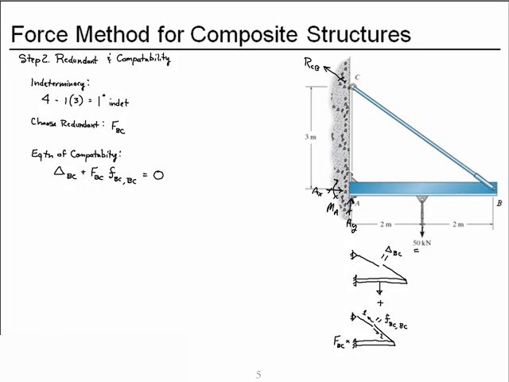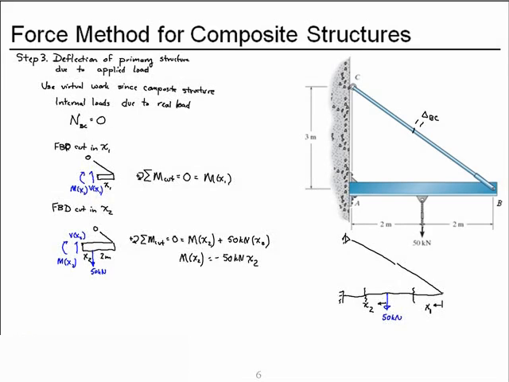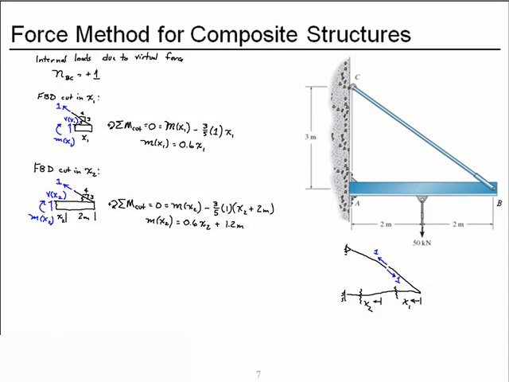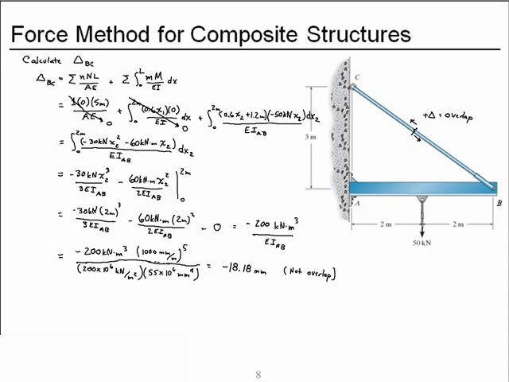We then calculated the degree of indeterminacy, and since it was only 1 degree indeterminate, we needed only 1 redundant, and we chose the axial force in member BC, from which we then wrote the equation of compatibility and began calculating the deflection of the primary structure or released structure due to the applied 50 kilonewton load. Needed to use virtual work since it's a composite structure. First, we found the internal loads due to the real load acting on the primary structure. We then found the internal loads due to the virtual force acting on the primary structure. We then combined those results in the virtual work formula and predicted the gap in member BC at its cut.